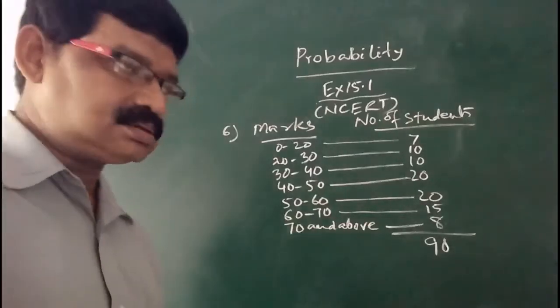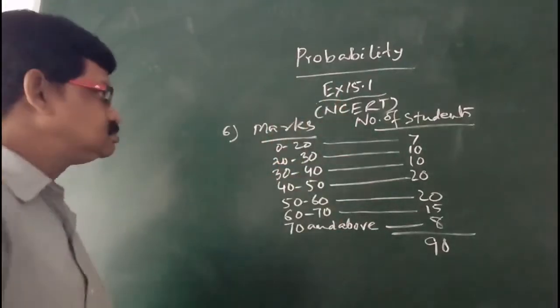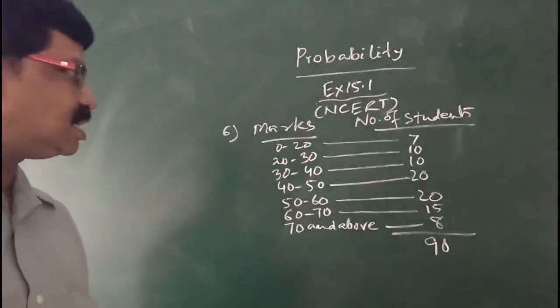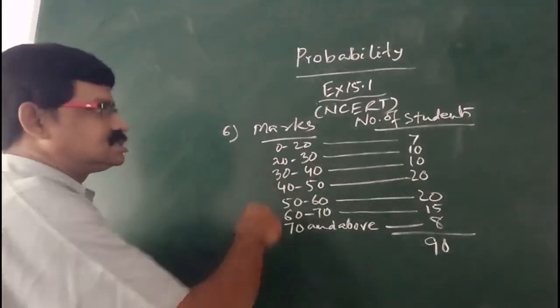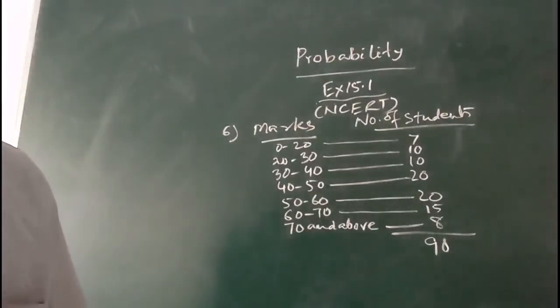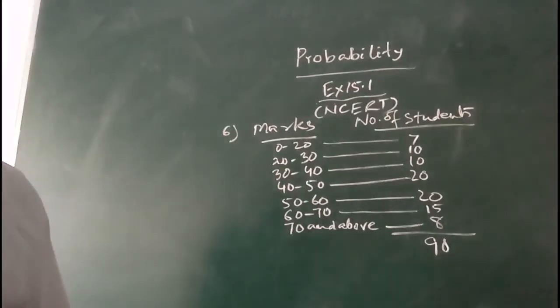Good morning, students. Probability exercise 15.1. Already sum number up to 5 was completed. That is sum number 6. In sum number 6, that is referred to table 14.7, chapter 14.